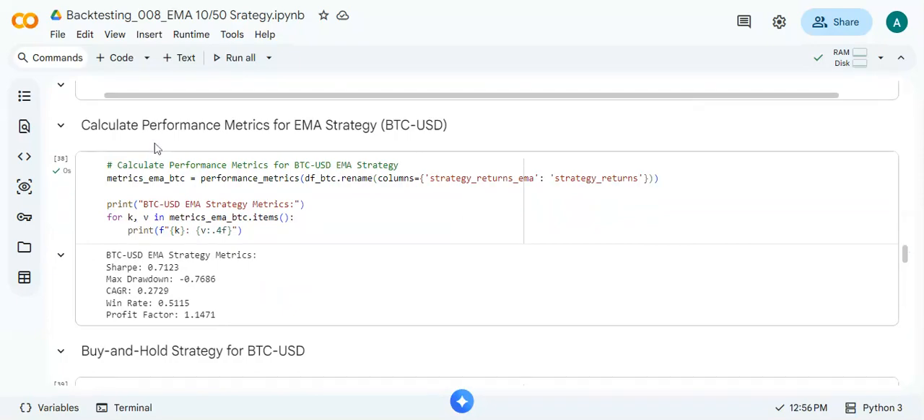So basically, as you can see, for example, for this exponential moving average strategy, meaning 10 to 50, where we buy and sell both long and short positions, if we execute the strategy for the last 10 years, a very simple one, the Sharpe ratio is 0.7123. So not really perfect because it should be around 1, but it's not bad. At least it is positive and not below 0.